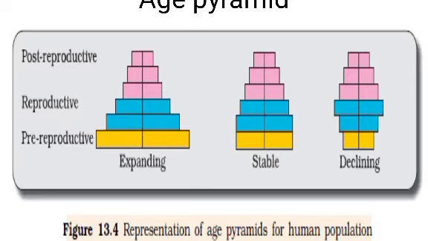Next is the declining population. In a declining population, we can see the pre-reproductive age group is very small when compared to the reproductive age group, isn't it? That means fewer young people are there, so they can produce only fewer individuals, so the population cannot increase much. So here we can say the birth rate will be low when compared to the death rate. Then we can consider this a declining population.